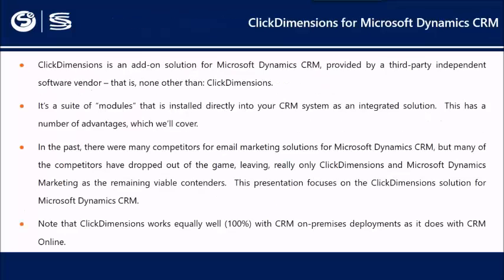ClickDimensions is an add-on solution for CRM. It's provided by a third-party independent software vendor, that is ClickDimensions. It's a suite of modules that install directly in your CRM system as an integrated solution. It has a number of advantages that we'll cover today. Foremost is that the data is coming right back into your CRM system alongside all your other data with built-in relationships that you can take advantage of.